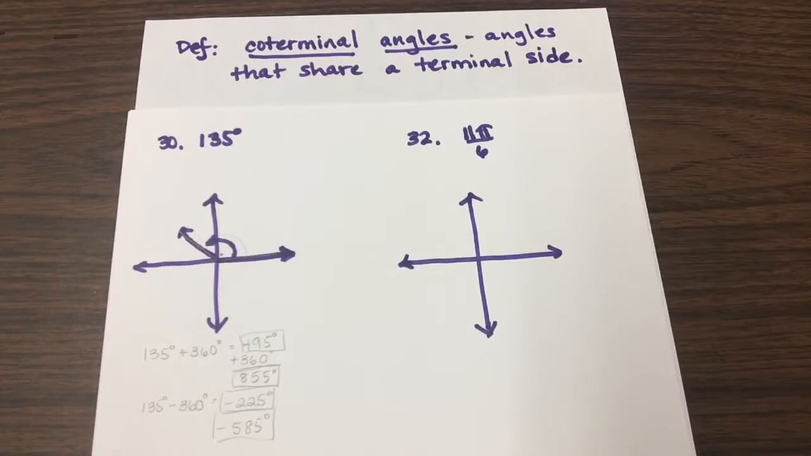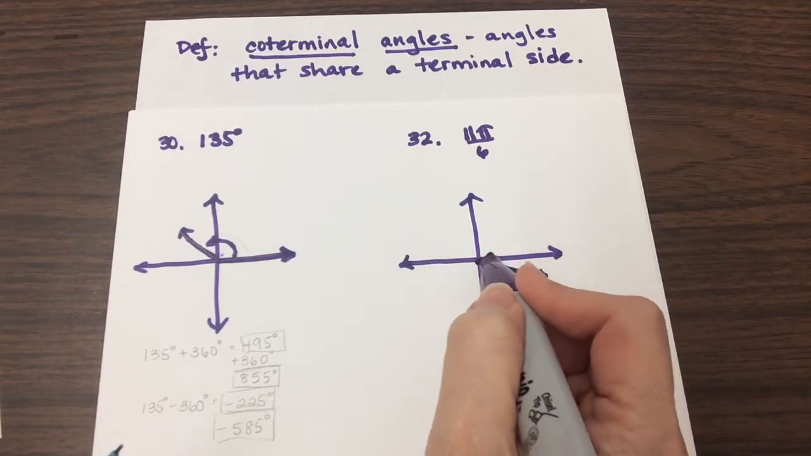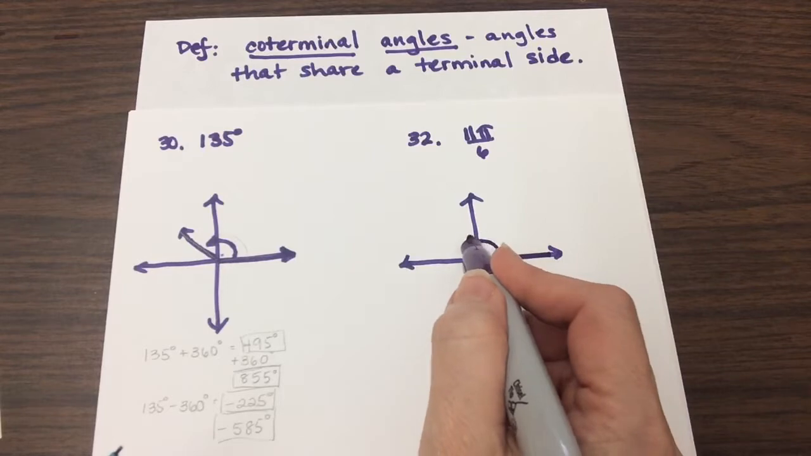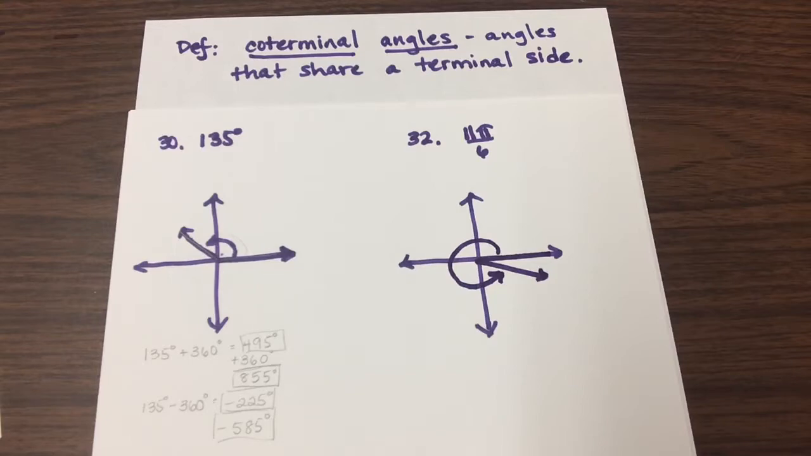Number 32 asks for the same thing, except they give me my angle in radians. Where's 11 pi over 6? Well, let's think about that. 12 over 6 is 2, so 12 pi over 6 would be 2 pi. So this is a little less than 2 pi, so we're looking at about right there. Still starting in standard position, so I'm going all the way around to right there. So there's 11 pi over 6. I'm looking for two positive coterminal angles and two negative coterminal angles.